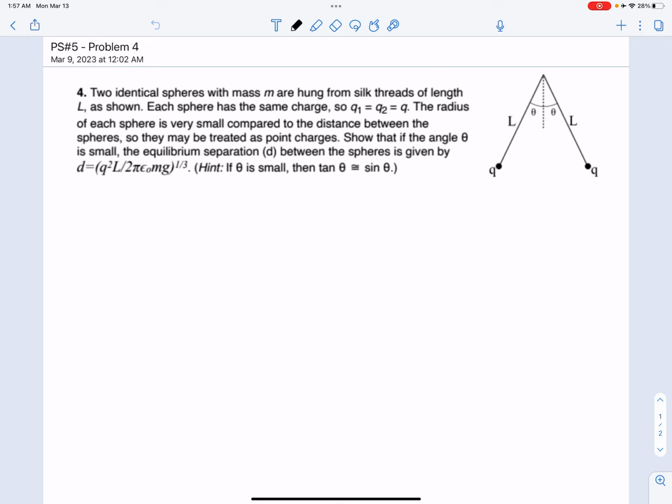The radius of each sphere is very small compared to the distance between the spheres, so they may be treated as point charges. Show that if the angle theta is small, the equilibrium separation d between the spheres is given by d equals (q squared times L divided by 2 pi epsilon naught mass times gravity) to the power of 1 over 3. Hint: if theta is small, then tangent of theta is basically sine theta.